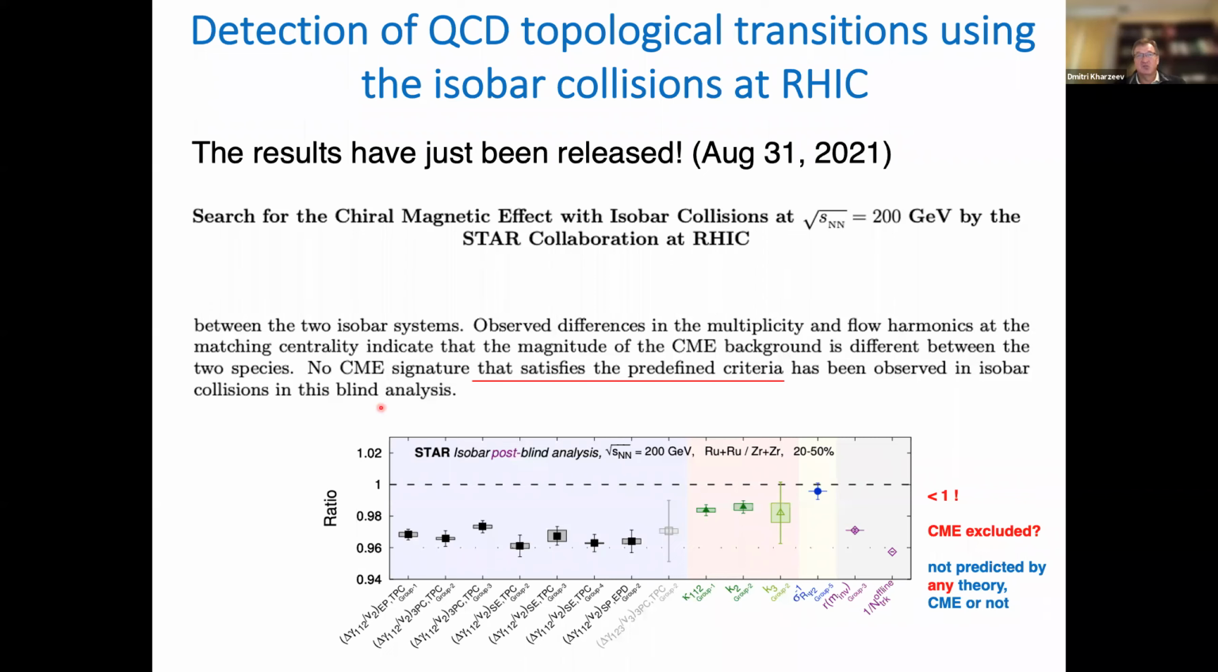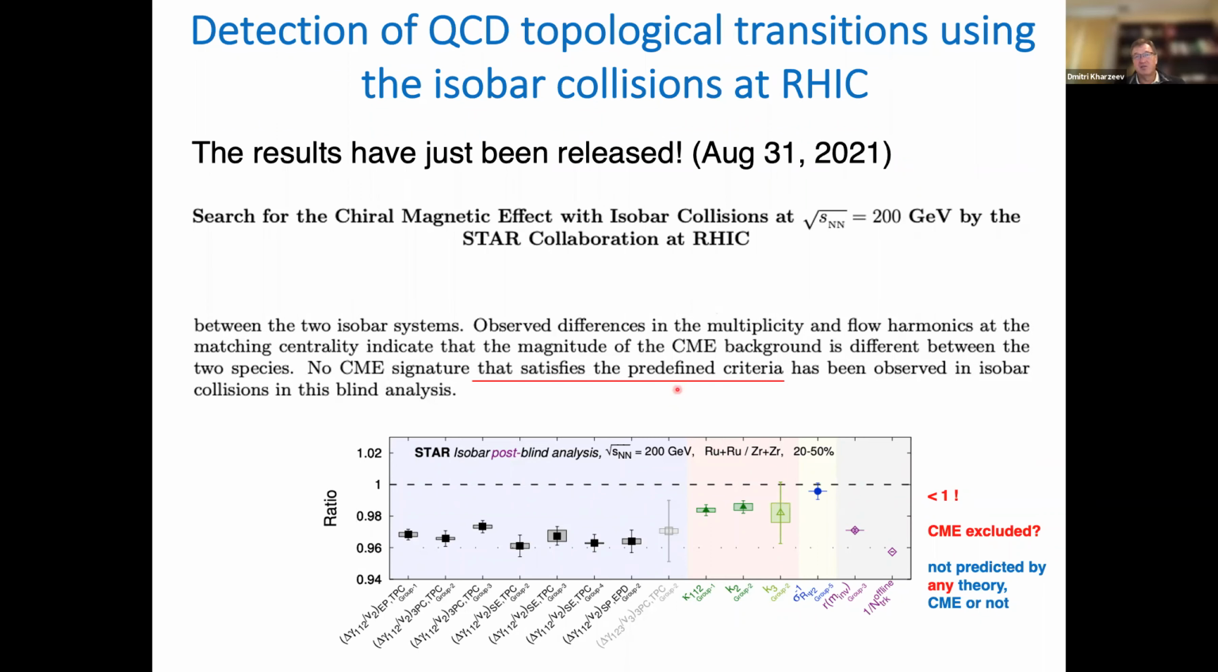Okay, so here I have to explain the way this analysis was done. This analysis was the first blind analysis in heavy ion physics. So people who analyzed the data did not know whether they were looking at ruthenium-ruthenium or zirconium-zirconium. Accelerator people switched from ruthenium-ruthenium to zirconium-zirconium, and so the run was divided into subruns. And these subruns were separately analyzed, but people who analyzed the events did not know what they were analyzing. And also, it was demanded that all criteria would be predefined.